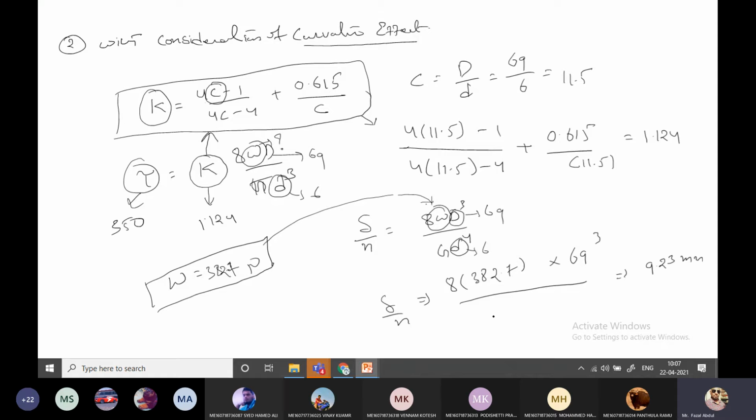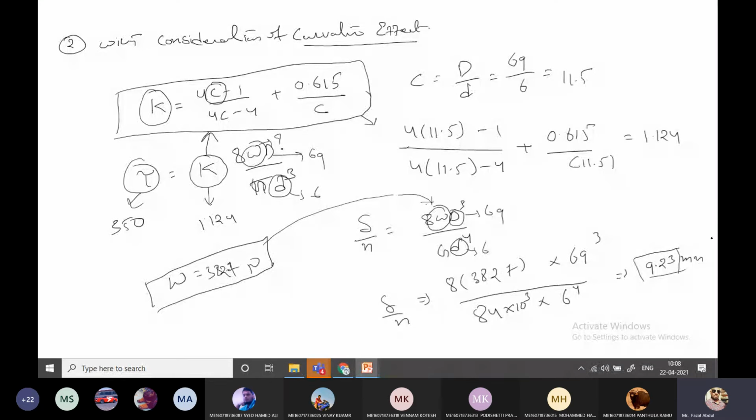So G value, how much? 84 into 10 to the power of 3, into 6 power 4. Is it right? Roll number 6 gave the answer 9.23 mm. Is it correct? The same answer should be reflected in all students. Whatever calculation all students are doing, the same answer should be there. Then only our calculations are perfect.